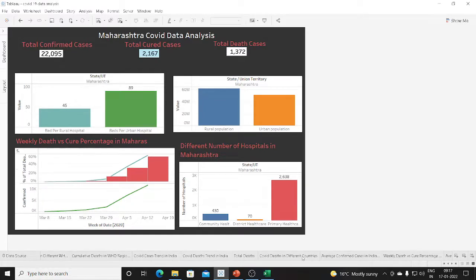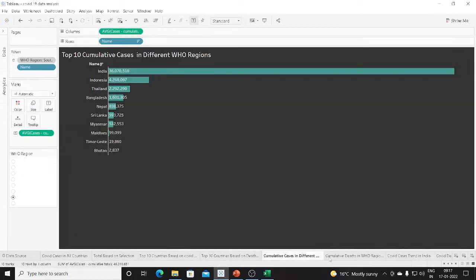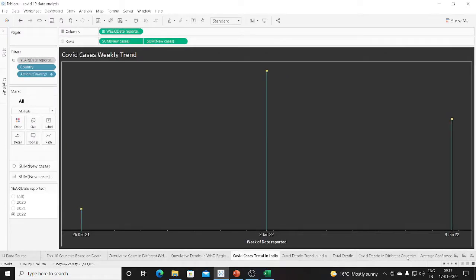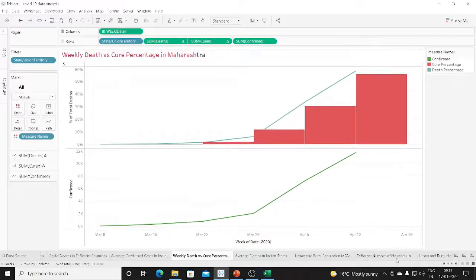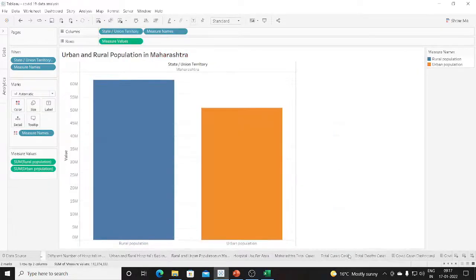Let me show that. Average confirmed cases, COVID in different countries. Let me show you that. Let me find it out. Total based on total countries. A case of COVID-19 data. Let me show you that.